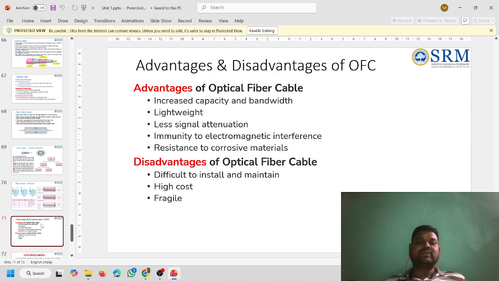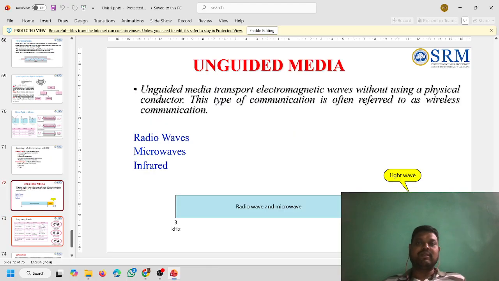And attenuation is very less, right? Immunity to electromagnetic interference is also very less. Sorry, electromagnetic interference is very less, right? And it will provide resistance to corrosive materials. But the disadvantages is it requires skilled laborers to install and maintain the cable, and high cost, and it is easy to fragile, right? And you cannot easily bend the cable while installing the cables, right, for long transmissions.